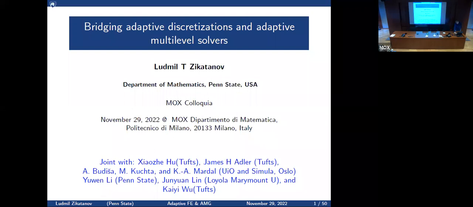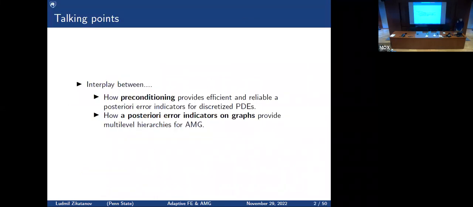Okay. All right. So the talk has two parts. The first part is how one can use preconditioning to construct error estimators. We are talking about error estimators that are usually used in adaptive finite element methods, and those will be residual error estimators that I'm going to look at.